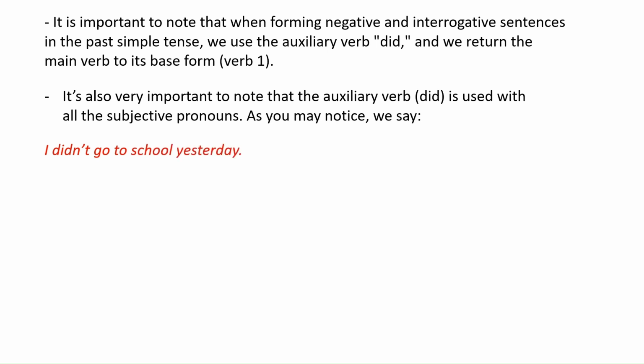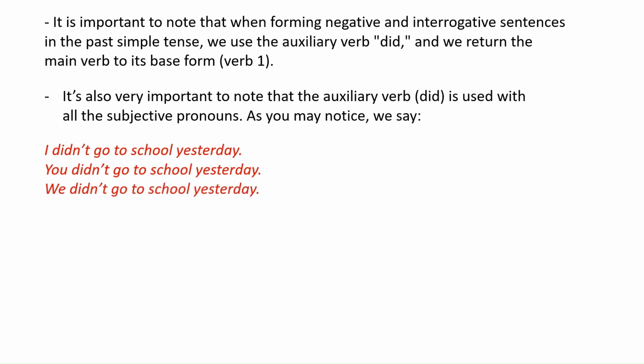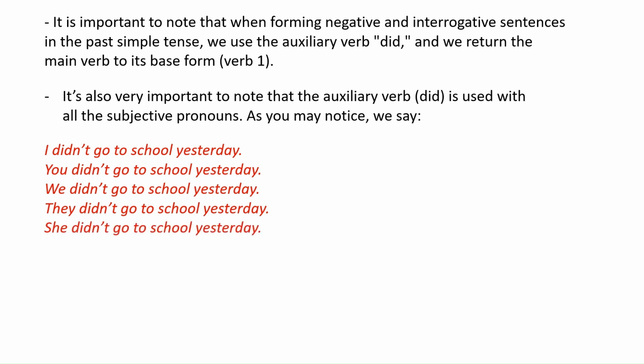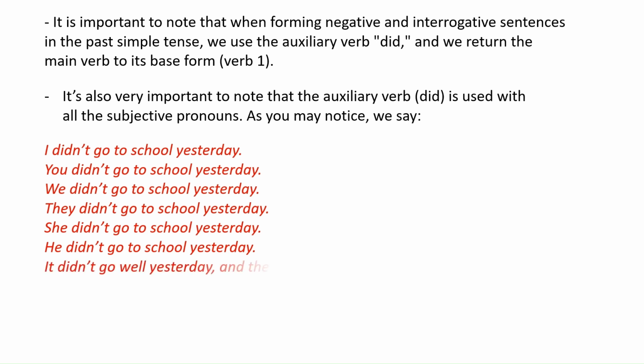It's also very important to note that the auxiliary verb did is used with all the subject pronouns. As you may notice, we say, I didn't go to school yesterday. You didn't go to school yesterday. We didn't go to school yesterday. They didn't go to school yesterday. She didn't go to school yesterday. He didn't go to school yesterday. It didn't go well yesterday, and the teacher punished me for not doing my homework.